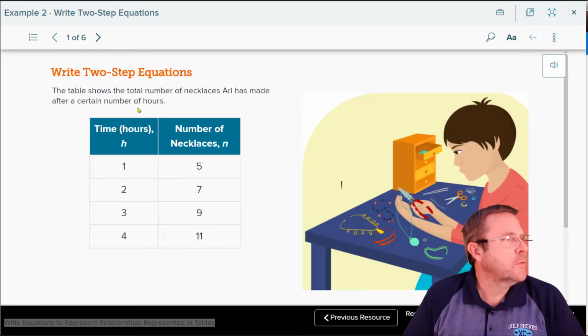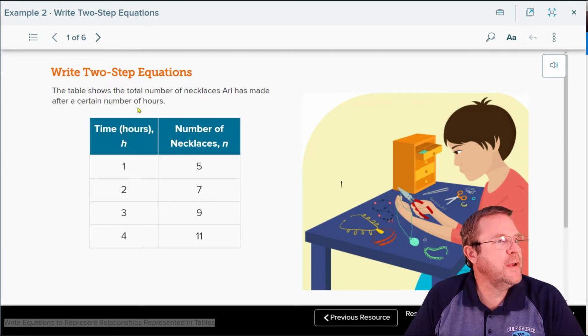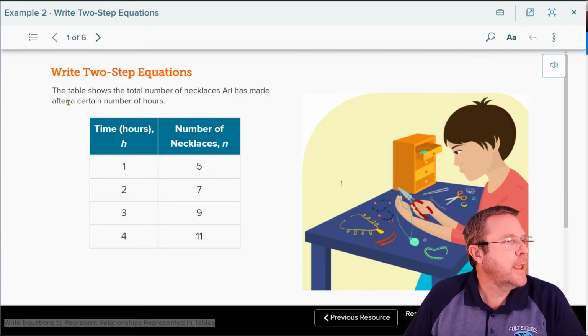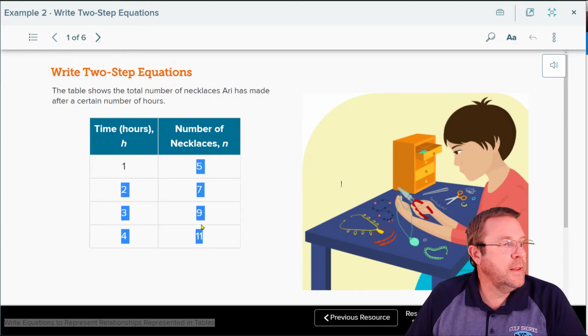Let's take a look at another one here. Example 2 says the table shows the total number of necklaces Ari has after a certain number of hours. So, after 1 hour, she has 5 necklaces. 2 hours, she has 7. 3 hours, she has 9. 4 hours, she has 11. Now, what do you notice going on in the input column? Each step, it increases by 2.